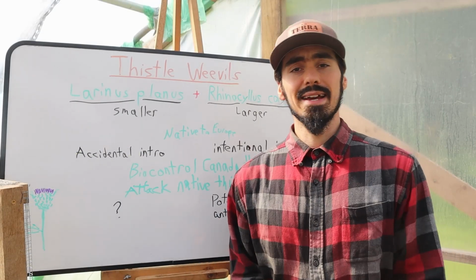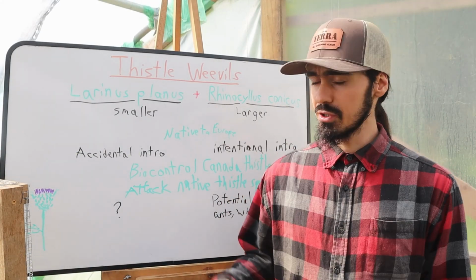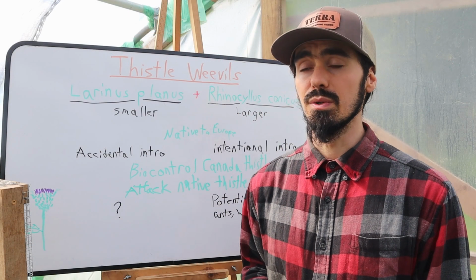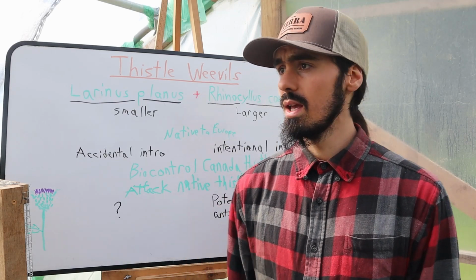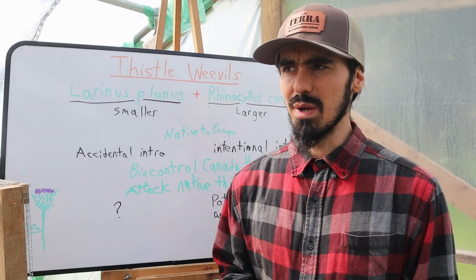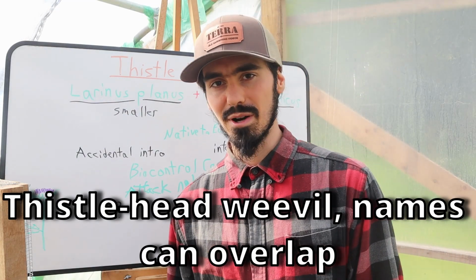Alright, so today I'm talking about the thistle weevil, and there are actually two species that I want to hit on today. These two species are Larinus planus and Rhinocyllus conicus. Larinus planus is usually referred to as the thistle bud weevil, and Rhinocyllus has a common name as well, maybe the thistle head weevil or something. I don't remember the name right off the top of my head.